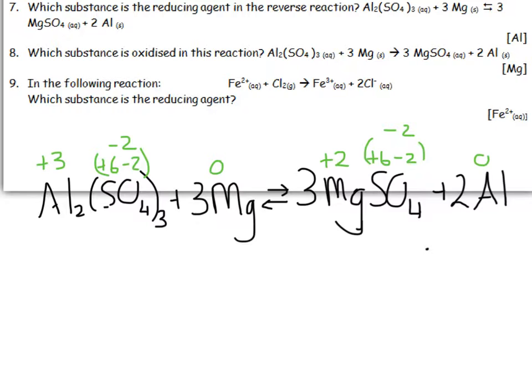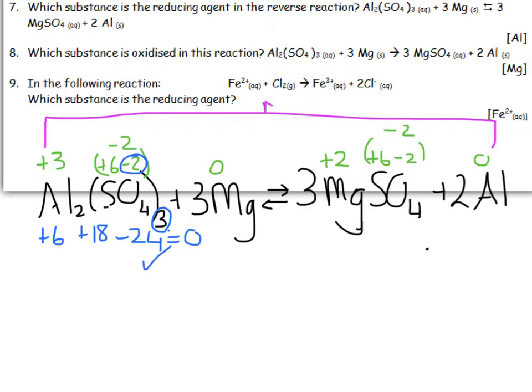Just double checking ourselves over here. We've got aluminium +3, so that becomes +6. We've then got +6, and there are 3 of those +6s, so it's +18. And then we have got 4 -2s times by 3 over there, so it's 8 times 3, so it's -24. Does that equal 0? It does, so that all makes sense. Let's see what's been oxidized and reduced. The aluminium has gone from 3+ to 0, so it has been reduced, and the magnesium has gone from 0 to +2, so it has been oxidized.